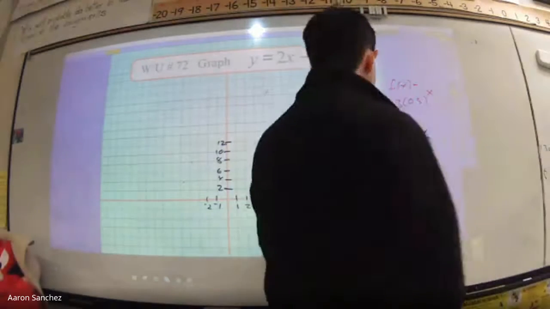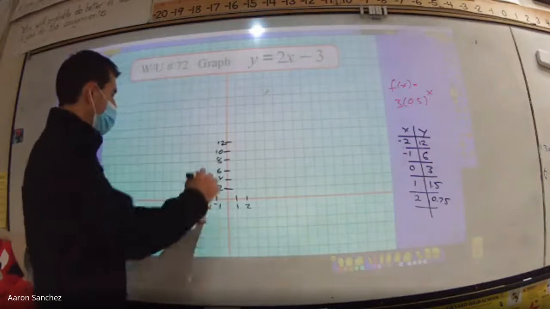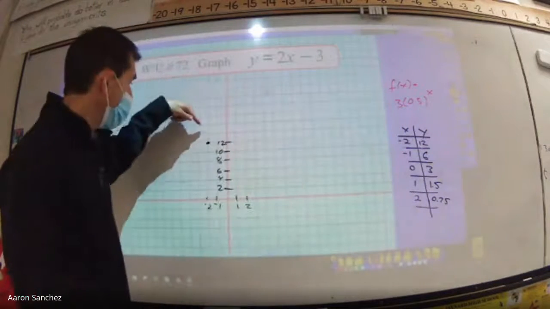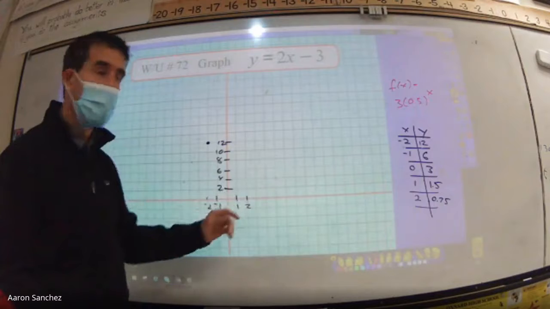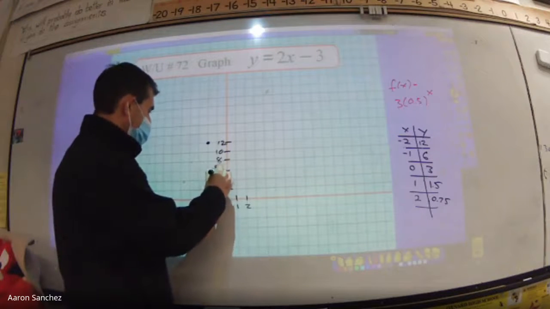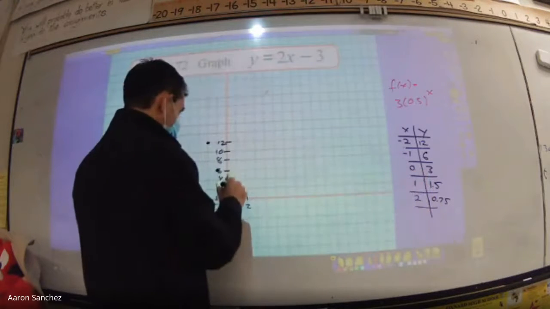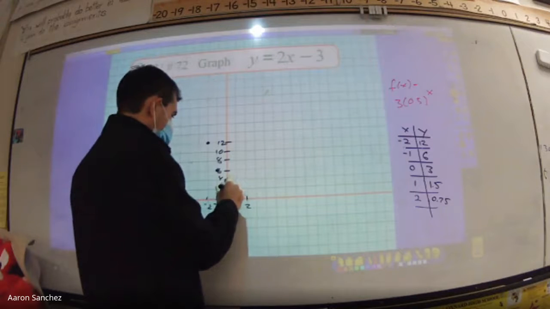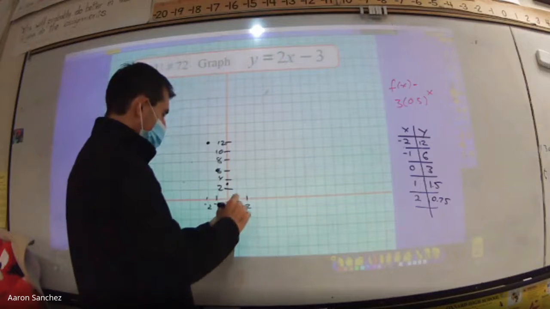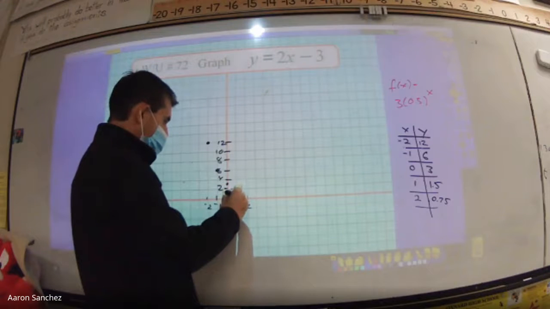All right. So, at -2, y is 12. Remember, the fraction means it starts high and goes low. -1, 6. 0, 3. Remember, that's my y-intercept. So that's going to be right in between. 3 is between 2 and 4. 1 is 1.5. So that would be under 2. It's going to be right here, 1.5.